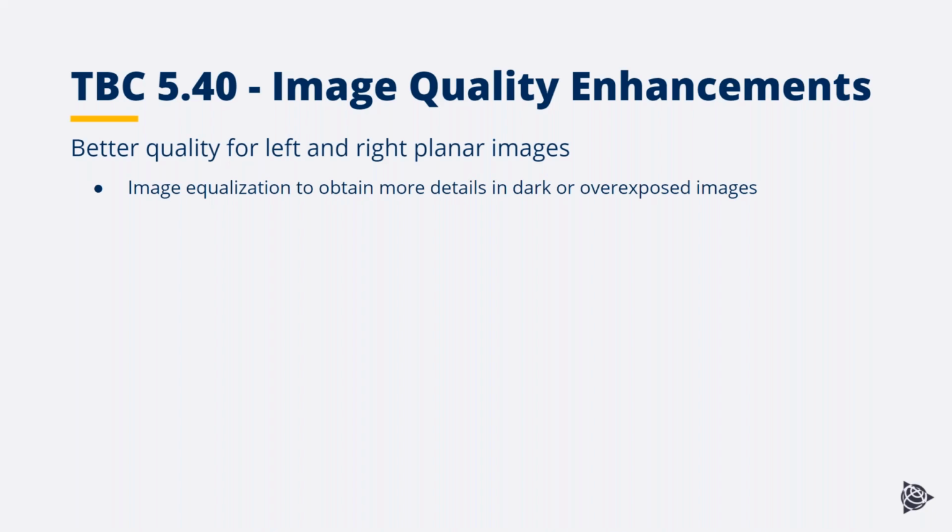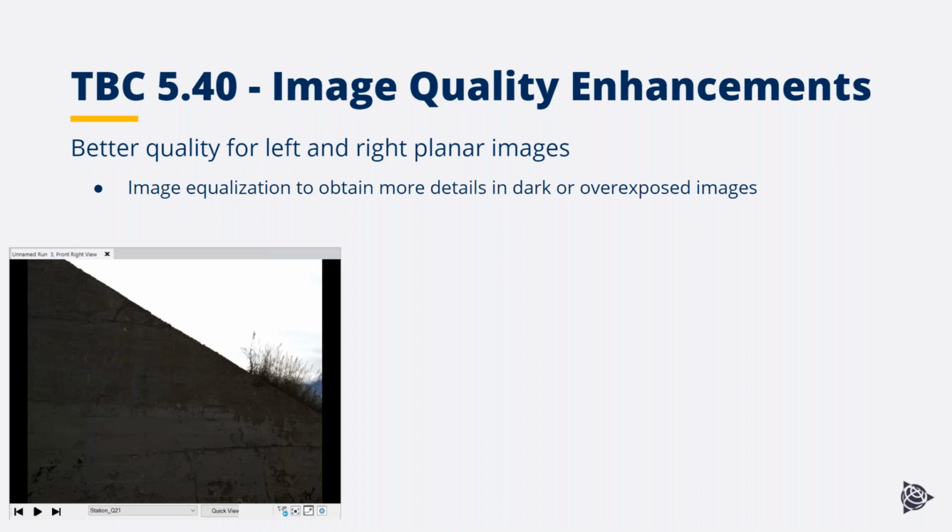I have here an example. On the left side, you see an image from kind of, I think it's an underpass, and you see the wall there, and you can see it's pretty bit dark on the wall, and the sky is maybe a little bit overexposed, so you don't really see any details about that wall.